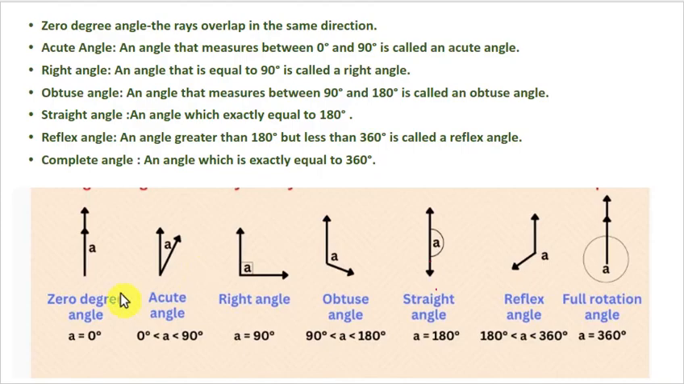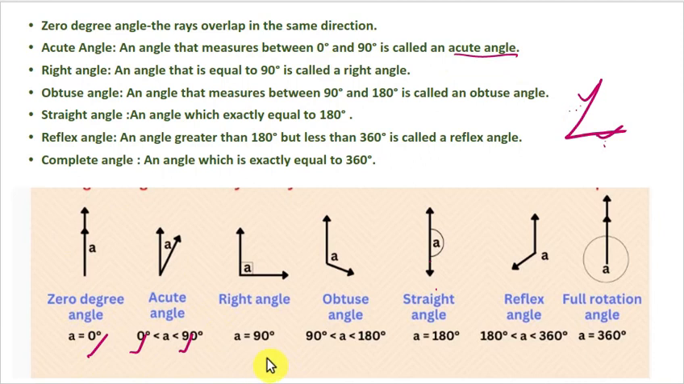There are different types of angles. 0 degree angle. I told you there are two arms. This is one arm, this is another arm. If they overlap in the same direction, they form a 0 degree angle. An angle that measures between 0 and 90 degrees is called an acute angle.